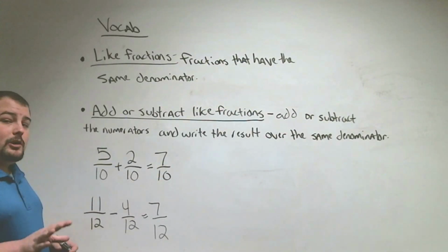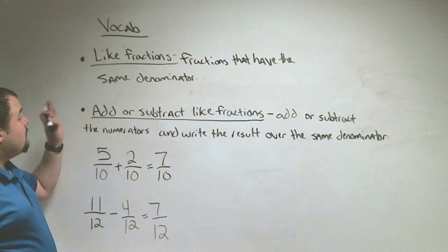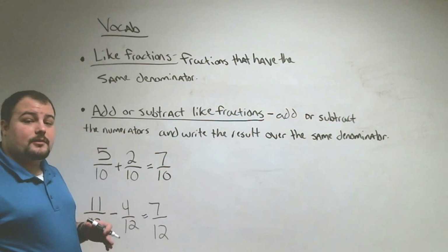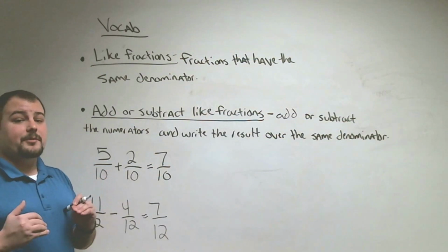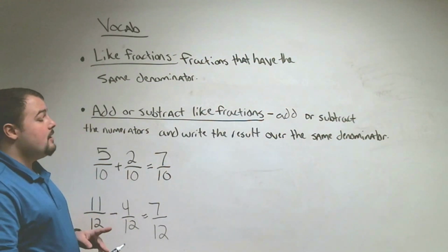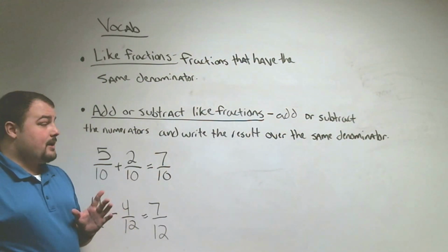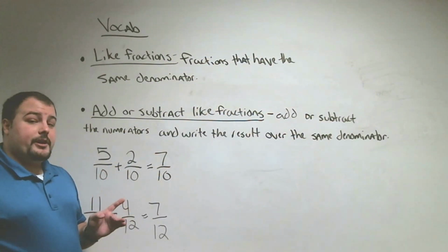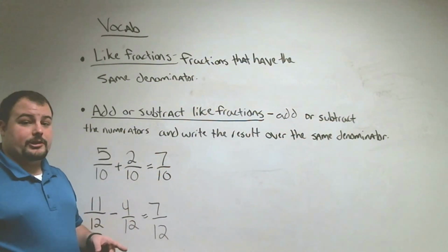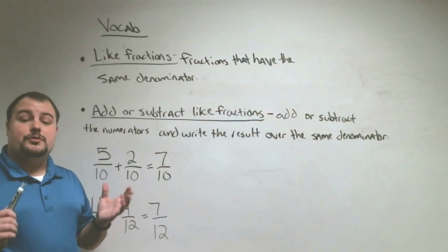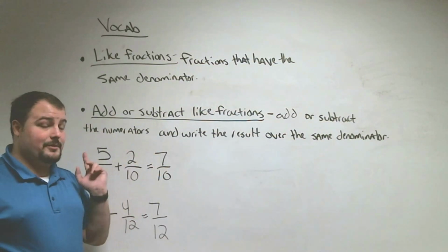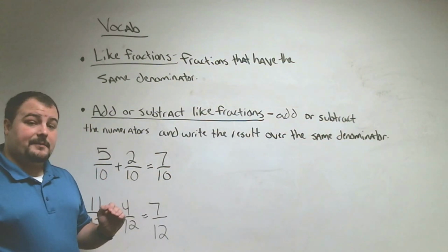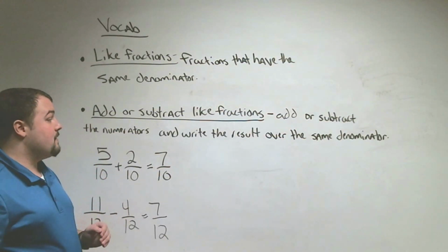For our vocab today, we only have one vocab word, like fractions. Like fractions are fractions that have the exact same denominator, so the number on the bottom is exactly the same. Now, to add or subtract like fractions, all you have to do is add or subtract the numerators, the numbers on top. Keep the bottom number, or the denominator, the same.